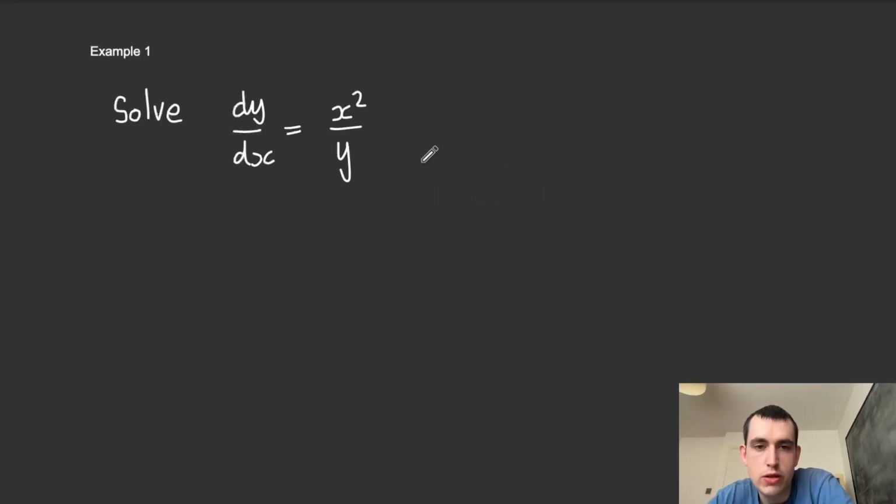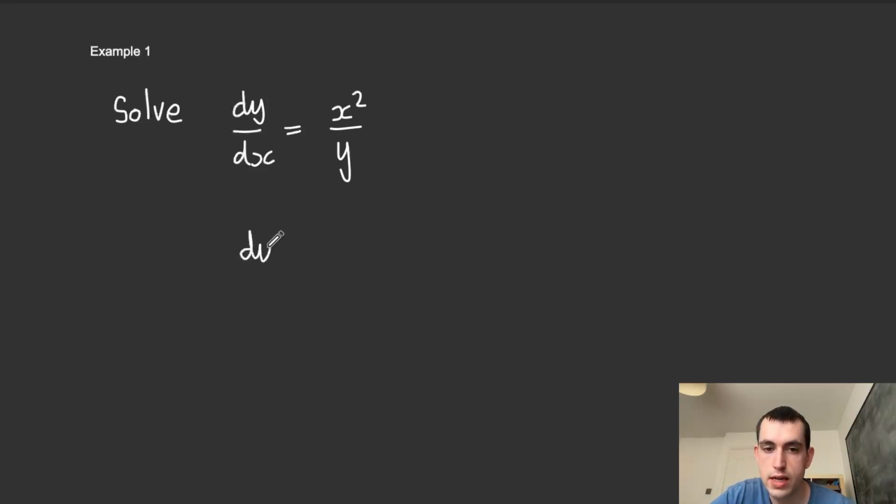In example 1, we are trying to solve the differential equation dy/dx is equal to x squared over y. And what that means is we are looking for a function y such that when we differentiate it, it's the same as x squared divided by that y. The way we're going to do it is something called separation of variables. There are two variables here, x and y, and we're going to separate them. We're going to move them onto two different sides of the equal sign.